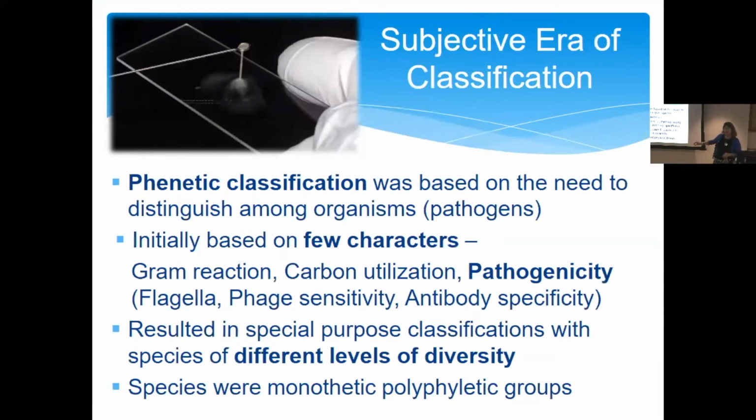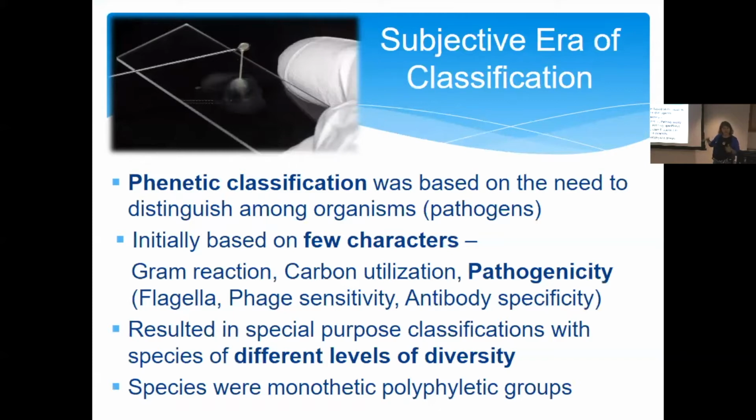And what that resulted in were species that were monothetic, that means they had similar characters, and were polyphyletic, which means they had different evolutionary backgrounds. This, to us now, seems very unusual because we're used to trying to put groups into monophyletic groups and look at their evolutionary history. But if you think about it from a historical standpoint, that's not where we started. And this is really the basis of where a lot of our confusion comes from.